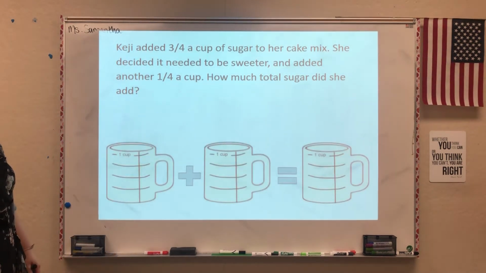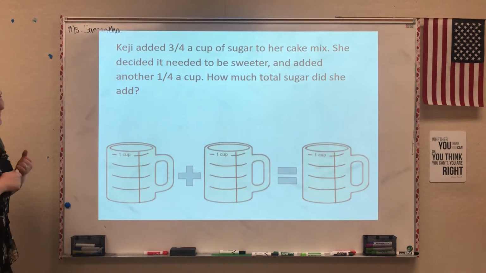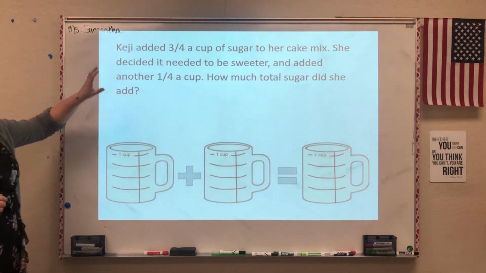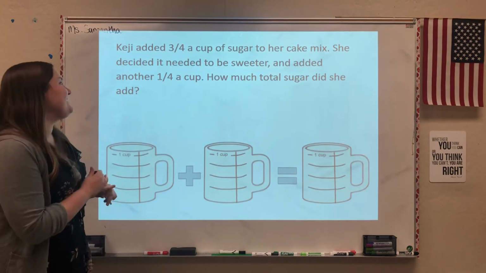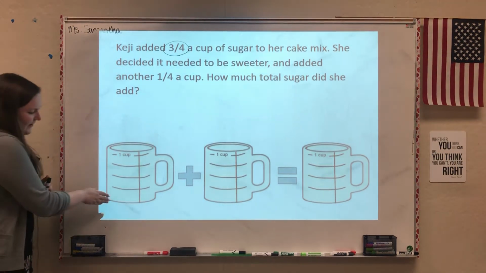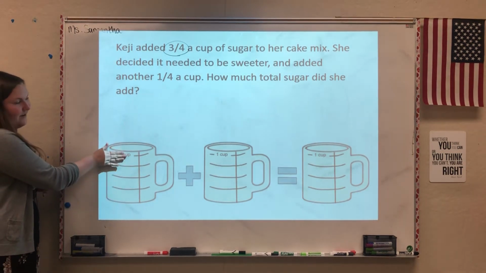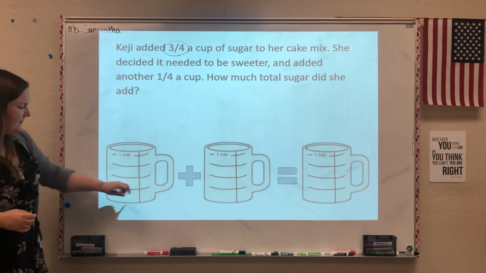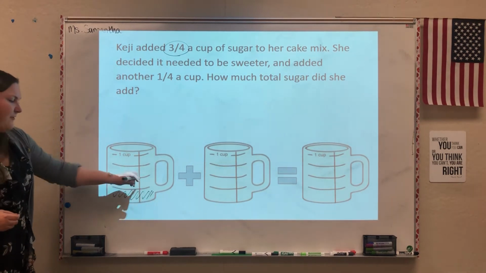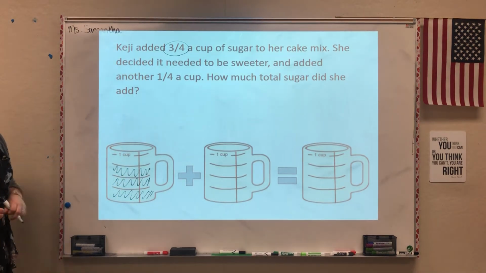For this one, I have this beautiful picture. I made this picture of measuring cups. If we drew what they're telling us here, it's saying the first thing she did was she added 3/4 of a cup. I've already got this broken up into 4 parts. We've got part 1, 2, 3, 4. So she filled it. That would be 1/4, 2/4. She put that much sugar in. She put in 3/4 a cup of sugar.